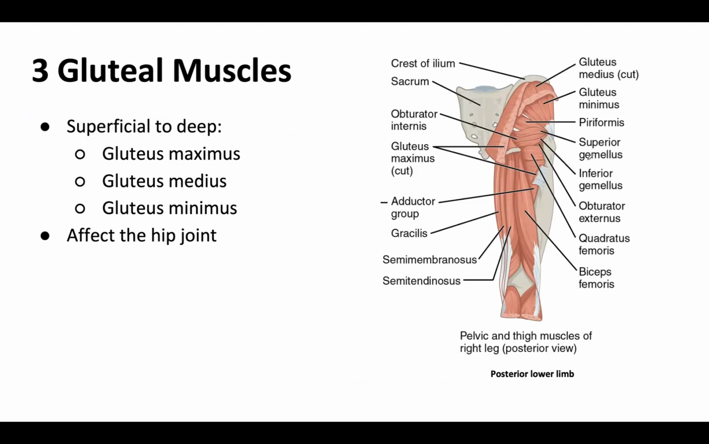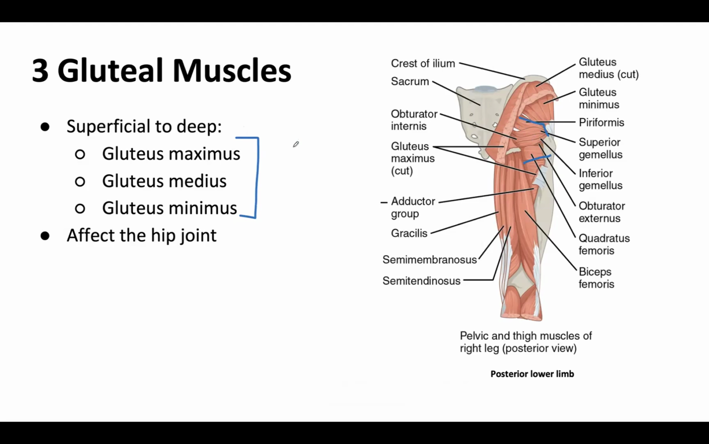The gluteal region can be subdivided into a superficial layer, which is composed of the gluteal muscles, and a deep layer composed of smaller muscles, which primarily rotate the hip. And with the gluteal muscles, there are going to be three. We commonly refer to these as the glutes.